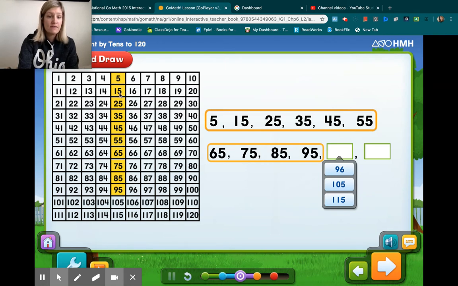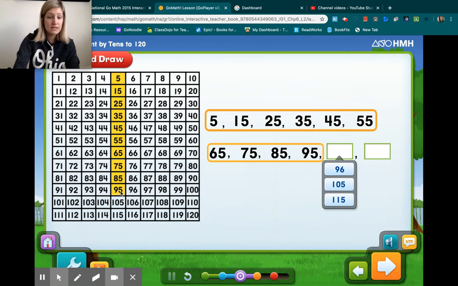5, 15, 25, 35, 45, 55, 65, 75, 85, 95. That's counting by tens too. We've just never done it like that before. So think to yourself, what would be 10 more and be under 95 in our column?